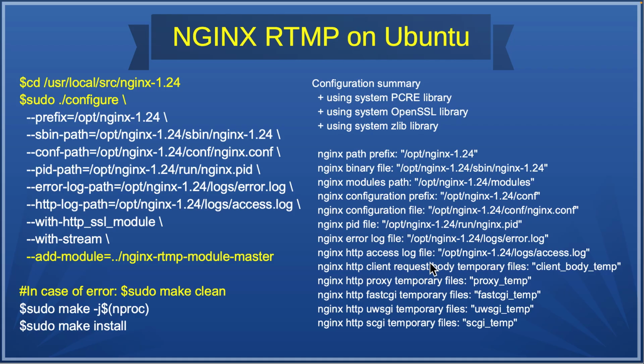Once you configure the source code, you should see this configuration summary: using system PCRE library, OpenSSL library, zlib library, something like that. And here, before your configuration run, the prefix, sbin, conf path, PID path, error log, HTTP log, HTTP SSL module, and streaming, here I added the module nginx-rtmp-module source code. In case of error, you should run sudo make clean, then run this configuration again, and make actually compiles the C code, and then installation.